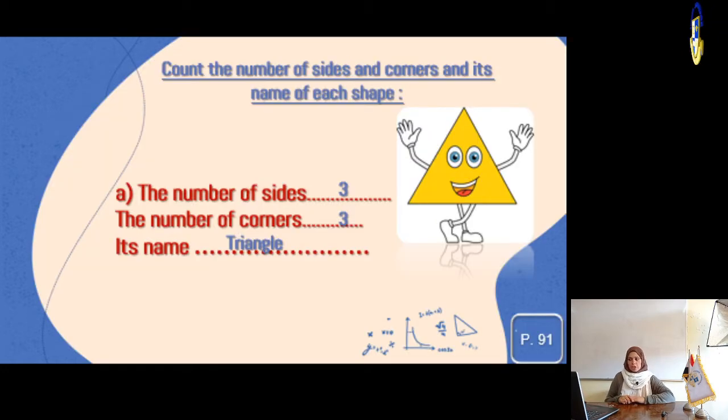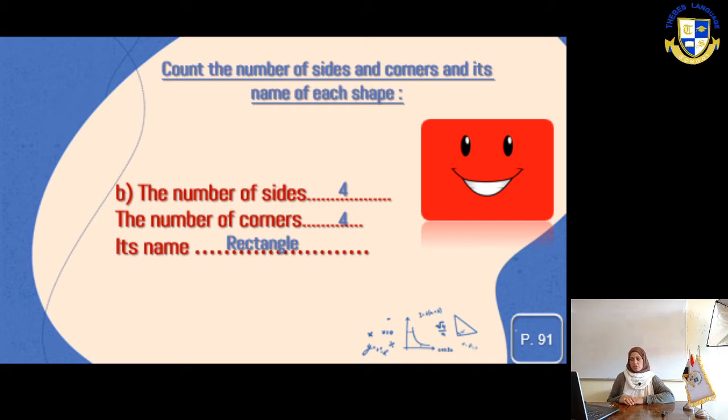From your book, page 91, count the number of sides and corners and name each shape. As you can see, this yellow one, what is this shape? That's right, this is a triangle. How many sides can you see? Count together. 1, 2, 3. How many corners can you count? 1, 2, 3. And of course, the name of the shape is triangle. Triangle: 3 sides and 3 corners. The next shape.